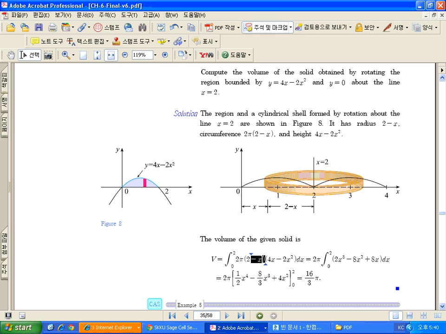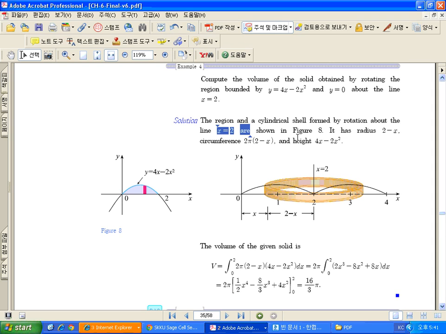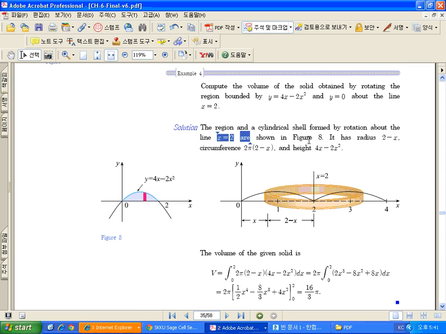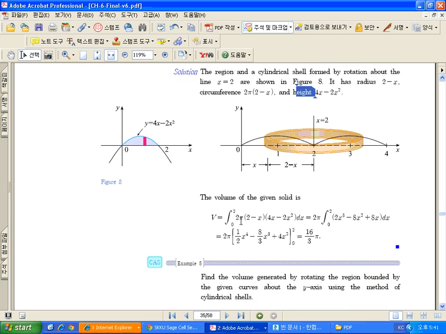So 2 pi x f of x dx. In here, x should be shifted, so it should be replaced by 2 minus x, and also the f of x should be shifted, so it can be obtained as 4x minus 2x squared. That gives us 2 pi x prime f of x prime dx, which is 2x cubed minus 8x squared plus 8x to integrate. And the integration will give us 16 over 3 pi.